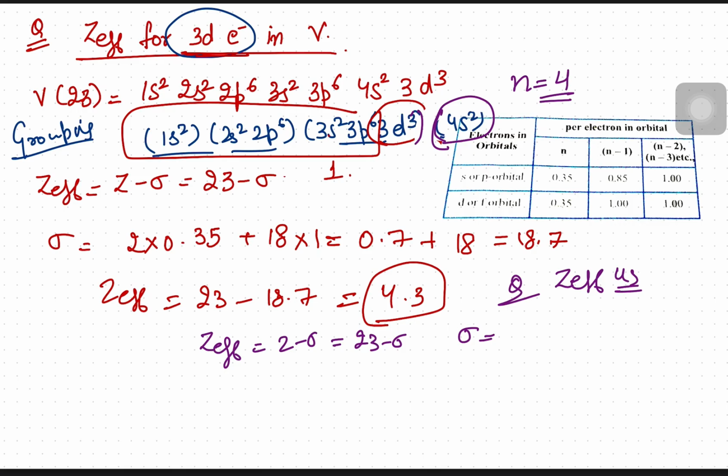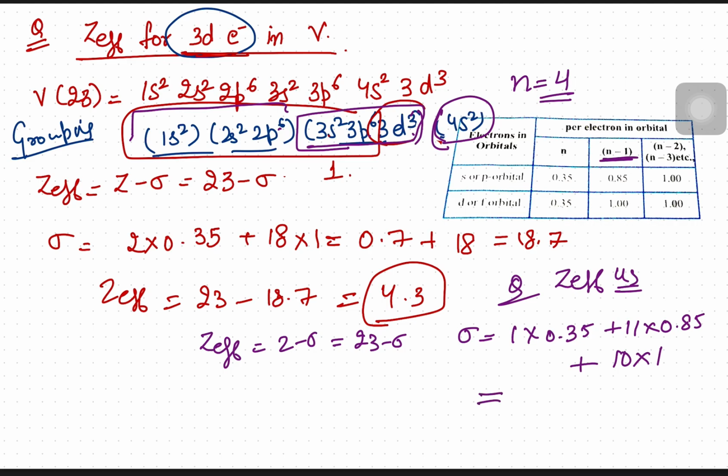How many are left? 1 into 0.35. Okay, then n minus 1 is 3. That means you have to consider this full bracket. How many total electrons? 6 plus 3 is 9, plus 2 is 11. 11 will contribute 0.85. Okay, plus then the rest, apart from n minus 1, will all contribute 1. 6, 7, 8, 9, 10. 10 electrons will contribute 1. So you can calculate the sigma.